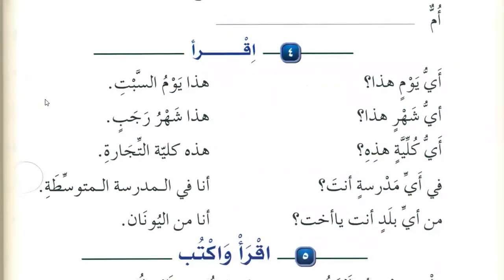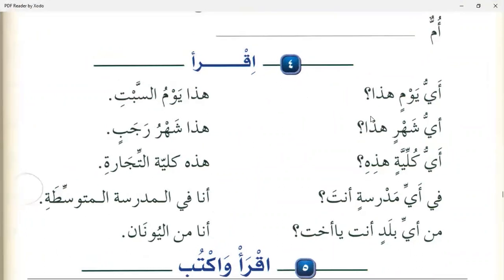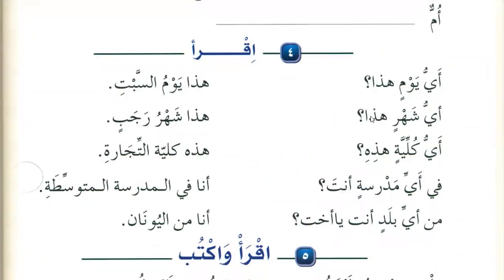Then Ikra, read. The word ayy is always muzaf, so the next word will always be majroor. It will always have kasra. When ayy is marfu, we use dhamma. When it has a harf jarr before it, we use kasra with it. Amin Abdi Hasan, when do we use ayya? When it is maful bihi, then we use fatha with it.